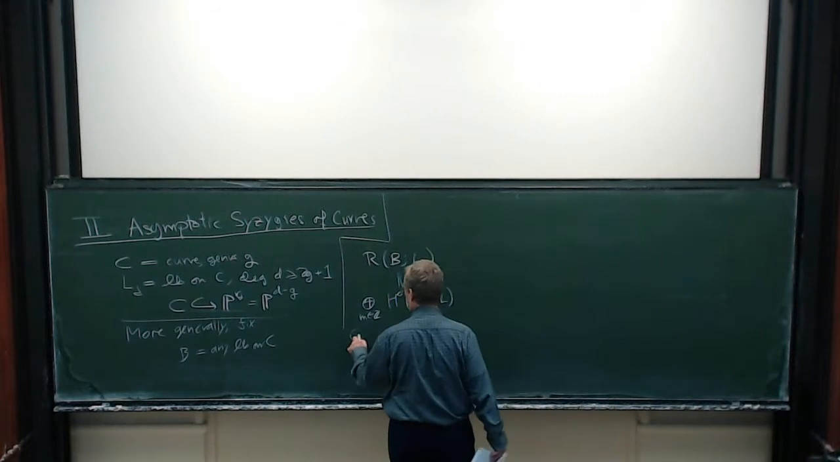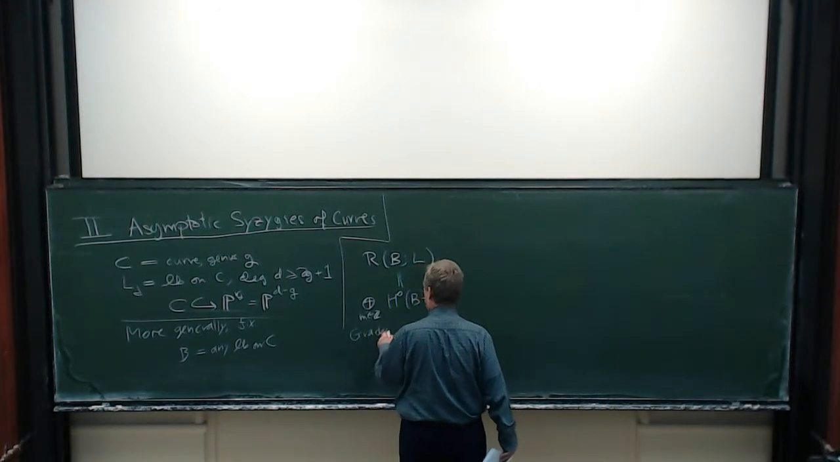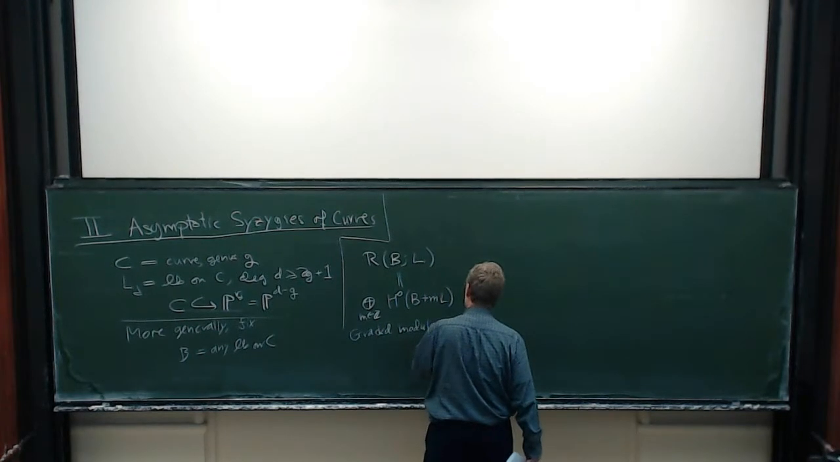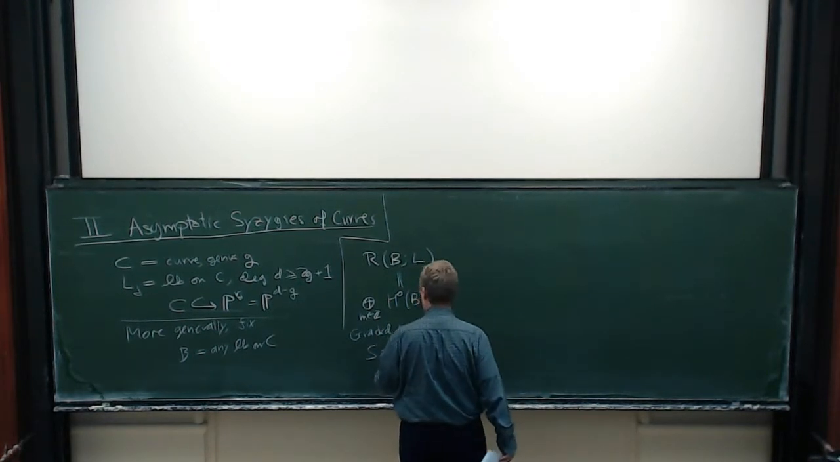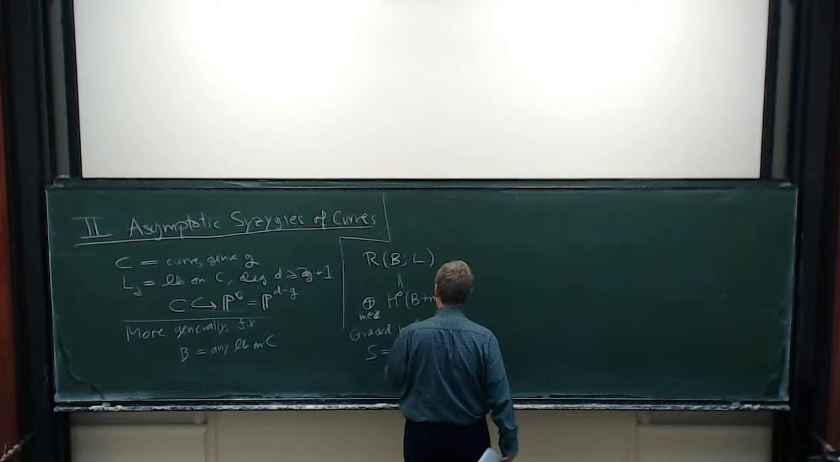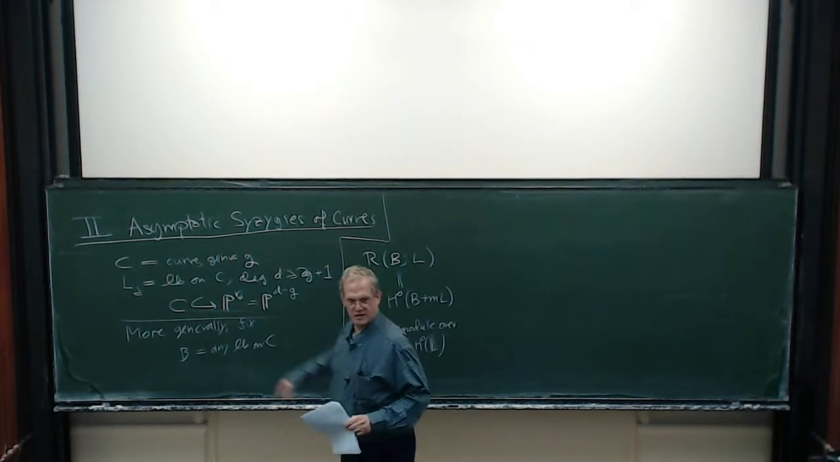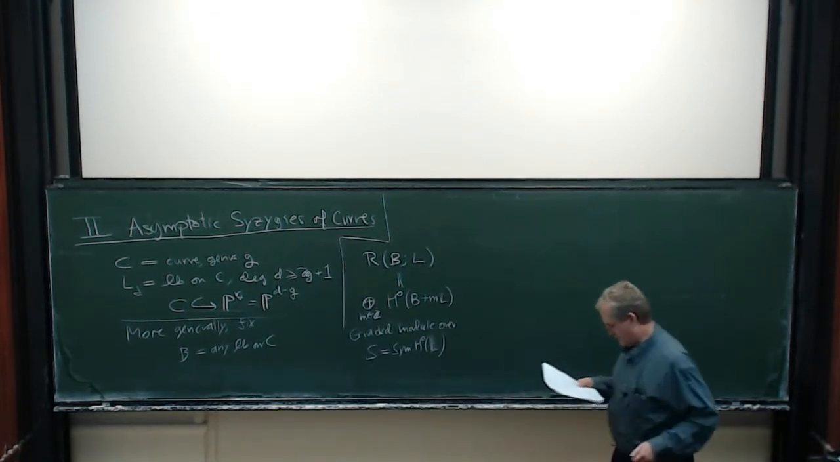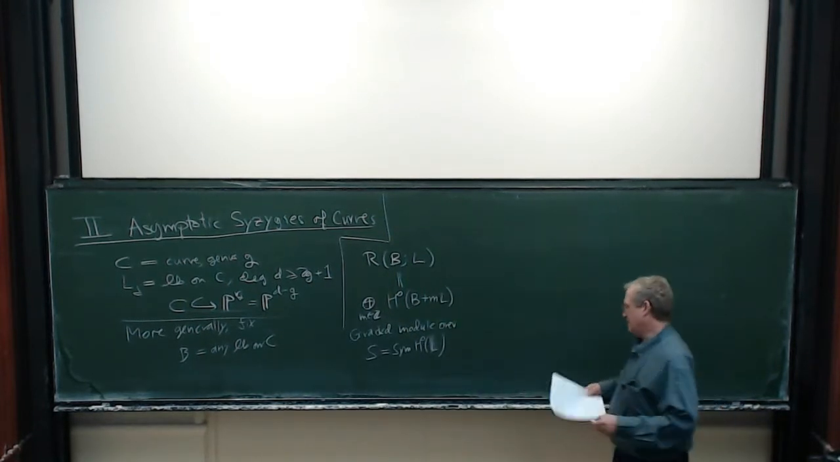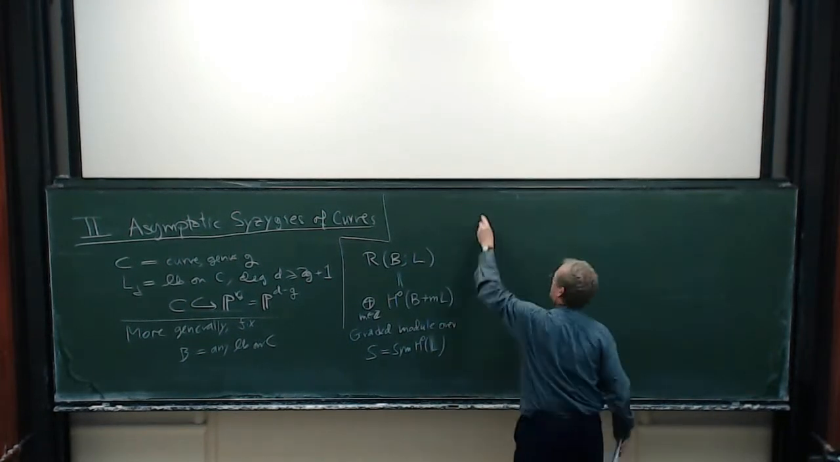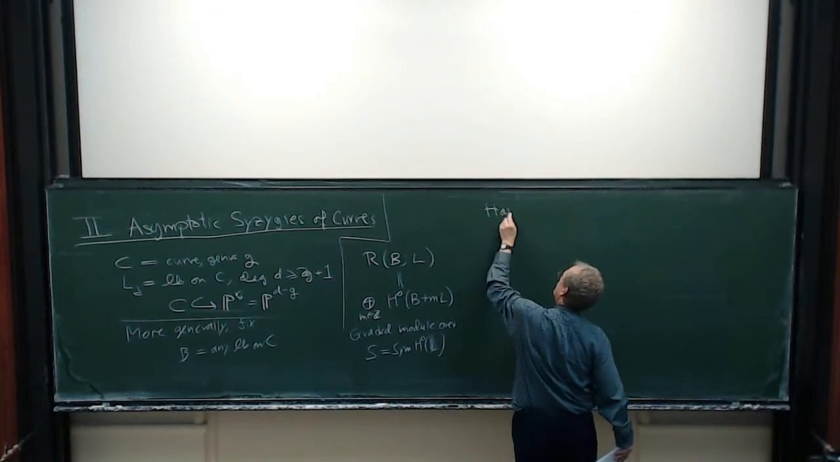module over S, the symmetric algebra of H naught of L. So it's a graded module over the homogeneous coordinate ring of the embedding projective space. And so again, we can study its syzygies.